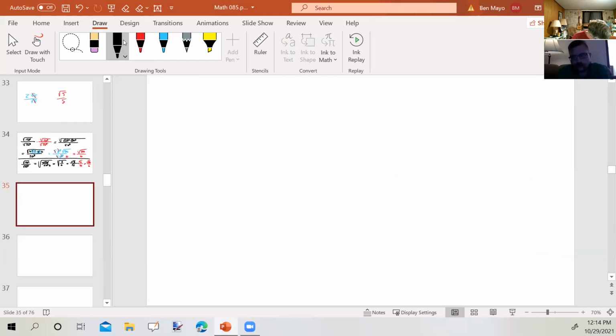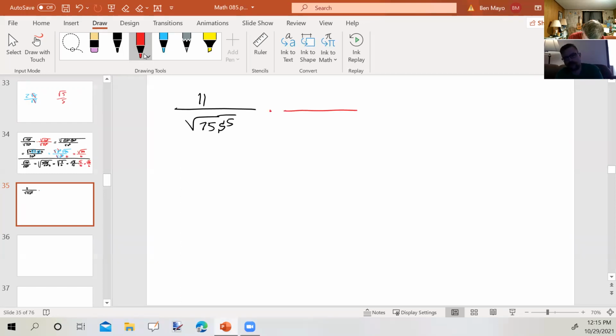Let's say I've got this 11 over the square root of 75 s to the 5th power. Okay. So s. And again, the directions say rationalize the denominator. All variables are positive real numbers. So again, I'm going to look at 2 different ways to do this. One of them, again, perhaps the most obvious, is to multiply the top and the bottom by the square root of 75s to the 5th power.